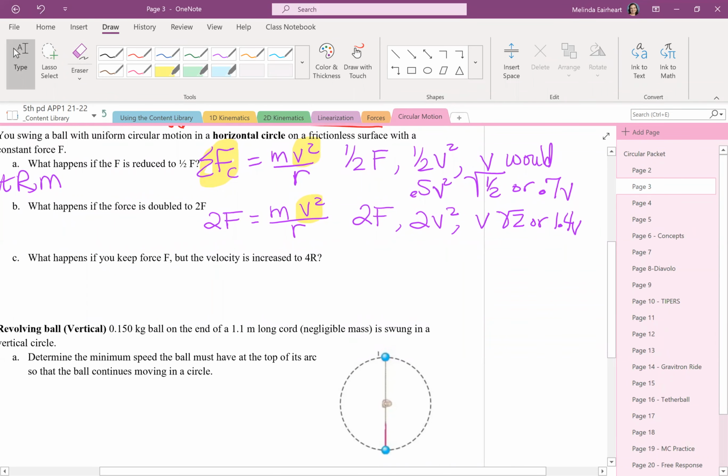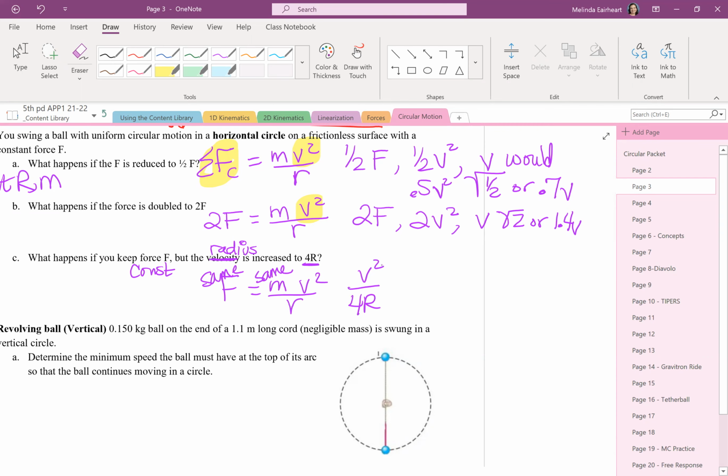And then the last question, what happens if you keep force F? So now we have a constant F, but the radius is increased. I think that should say radius, to 4r. So same F, same mass, but now we have 4r. And so notice, numerator, denominator, we want to equal the same force. What has to happen to v squared? If you have 4r, you're going to have 4v squared to maintain the equality. And this one you can do in your head: what would happen to v? Square root of 4 is 2.